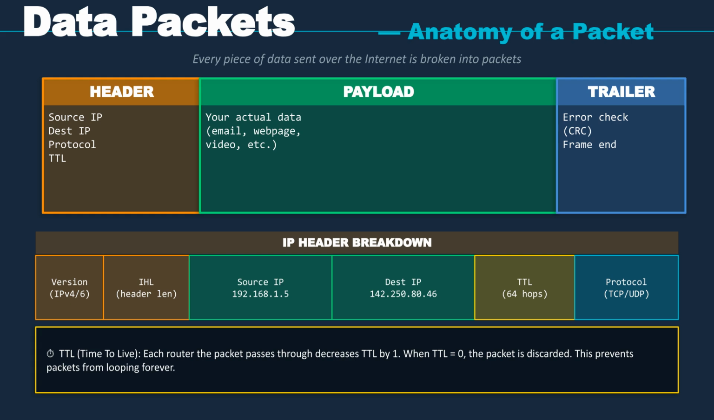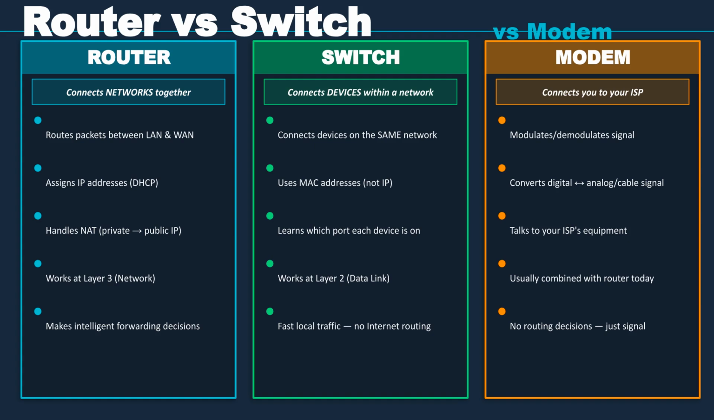Each packet contains a header with source and destination IP information, a payload with the actual data, and a trailer for error checking. The time to live, or TTL field, prevents packets from looping endlessly by decreasing with each router hop. Routers, switches, and modems each have distinct roles.